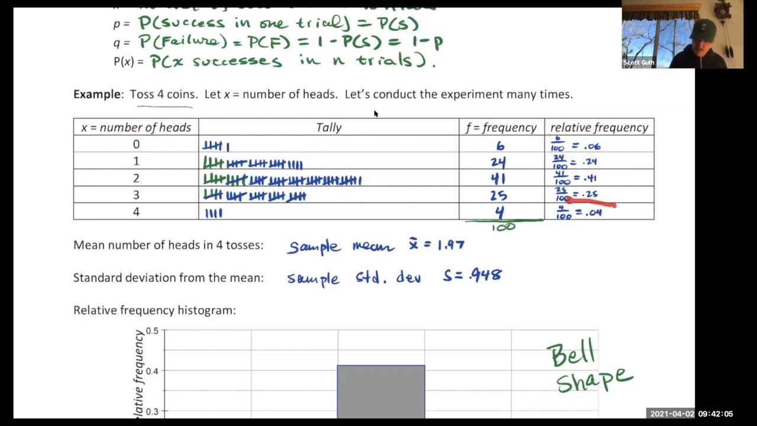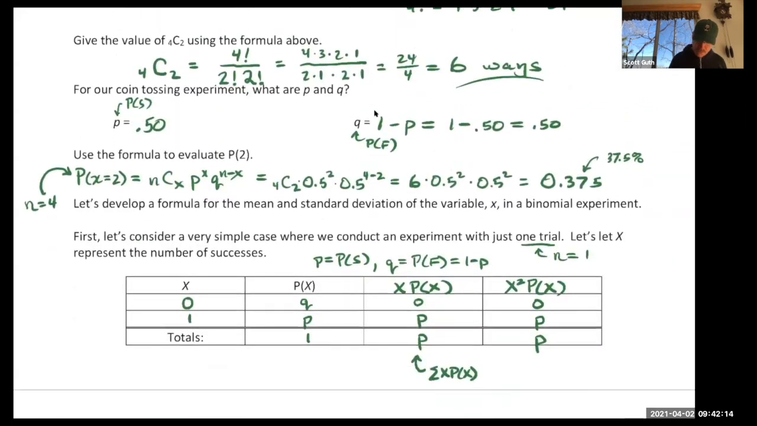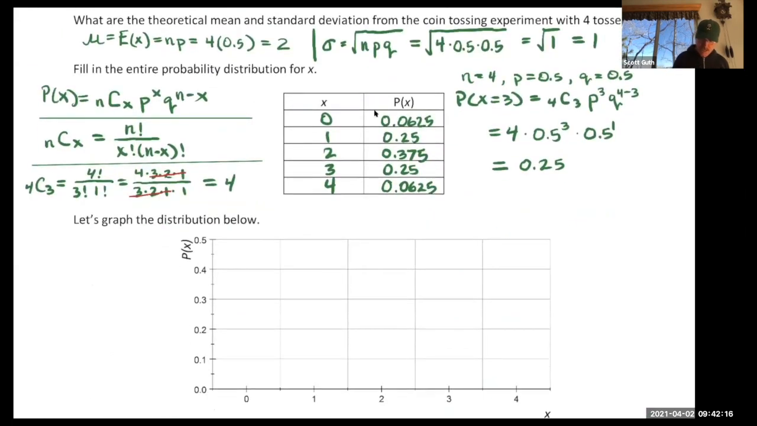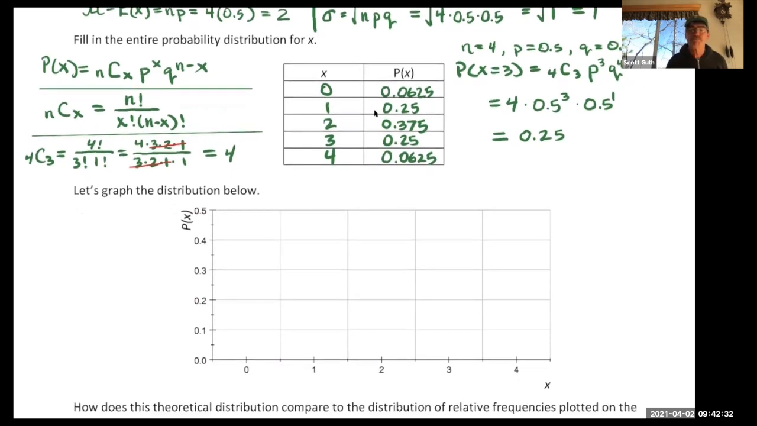Now we actually got 4% with 4 heads. This theory predicts the same outcome, 6%. So in the long run, we'd expect that 4% to change, if we did it more, and go closer to 6% as well, unless the coins are biased, which I kind of doubt. And the other probabilities line up pretty well too.